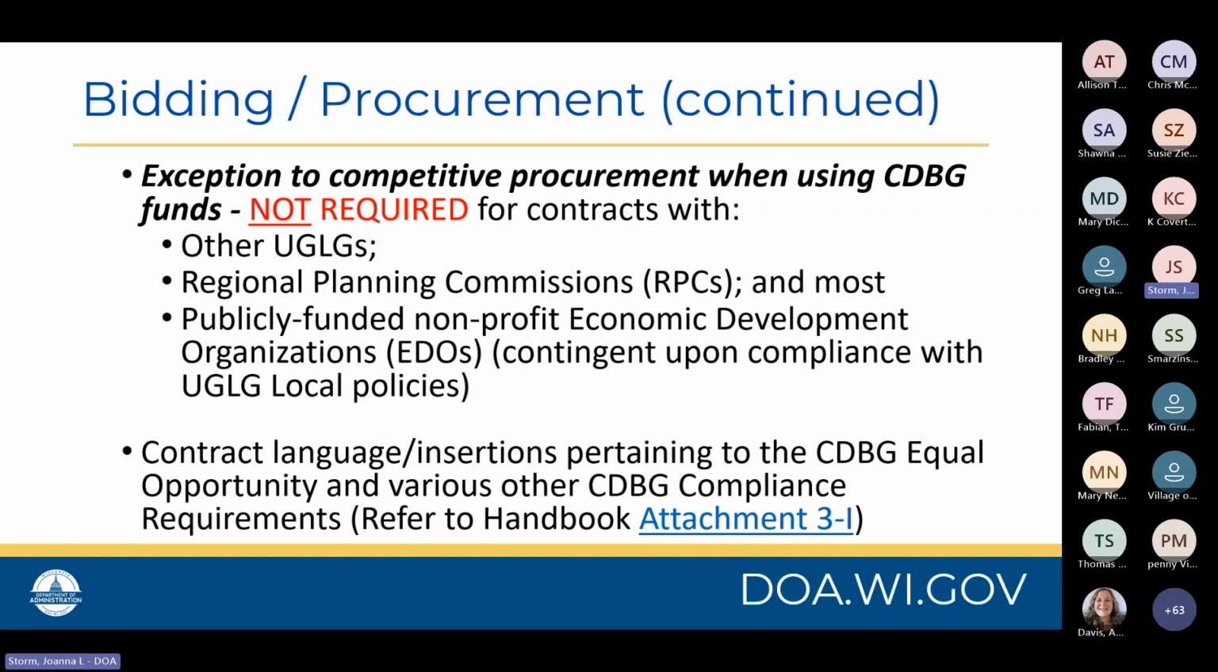Exceptions for competitive procurement when using or intending to use CDBG dollars to pay for those activities include contracts with other municipalities, contracts with regional planning commissions, RPCs, and most contracts with publicly funded nonprofit economic development organizations. These are viewed by HUD to be quasi-governmental, and therefore competitive procurement is not necessarily required.